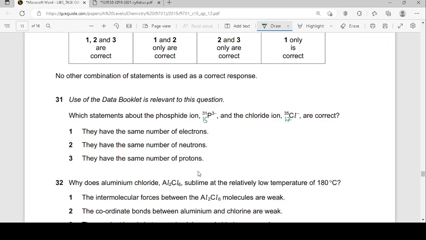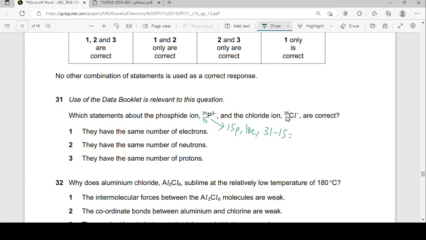Now they're talking about electrons, protons, neutrons. So let me find out. This one has 15 protons, and because it has a 3 negative charge, that means it has 3 more electrons than protons. So 15 plus 3 is 18 electrons. And neutrons are going to be 31 minus 15, which is equal to what?